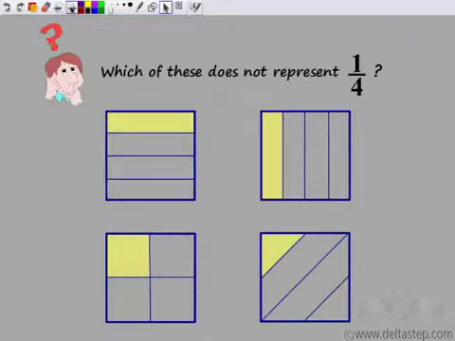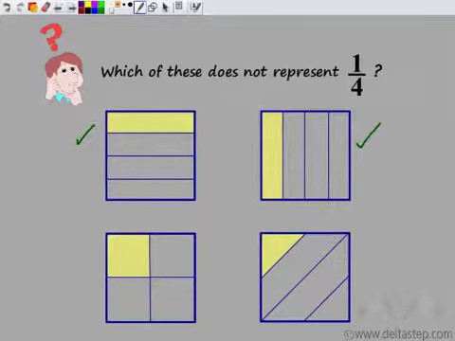So now, can you answer this question? Which of these diagrams does not represent 1 by 4? To show 1 by 4, I need 4 equal parts, and one of those 4 equal parts should be shaded. So I have here 4 equal parts and one of them is shaded. So this shows 1 by 4. This shows 1 by 4. Again, 1, 2, 3, 4: 4 equal parts, one being colored. I have 1 by 4 here also.